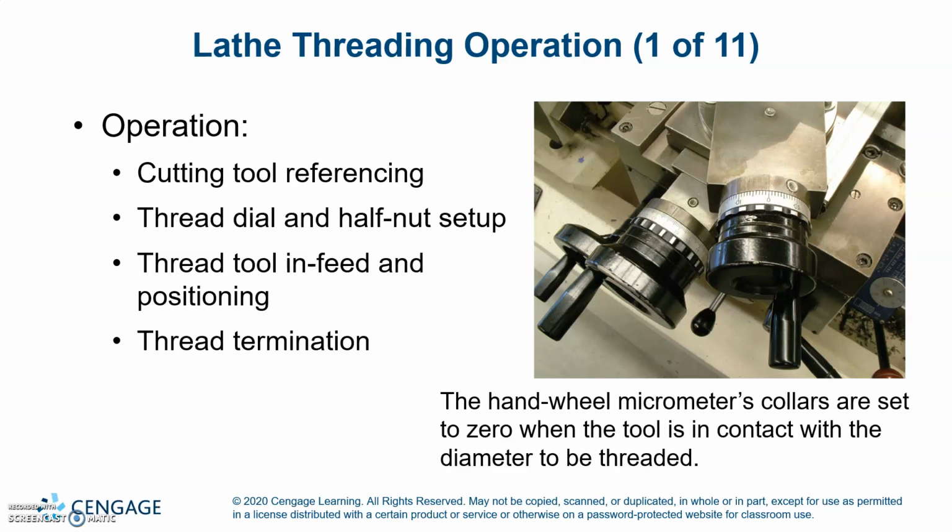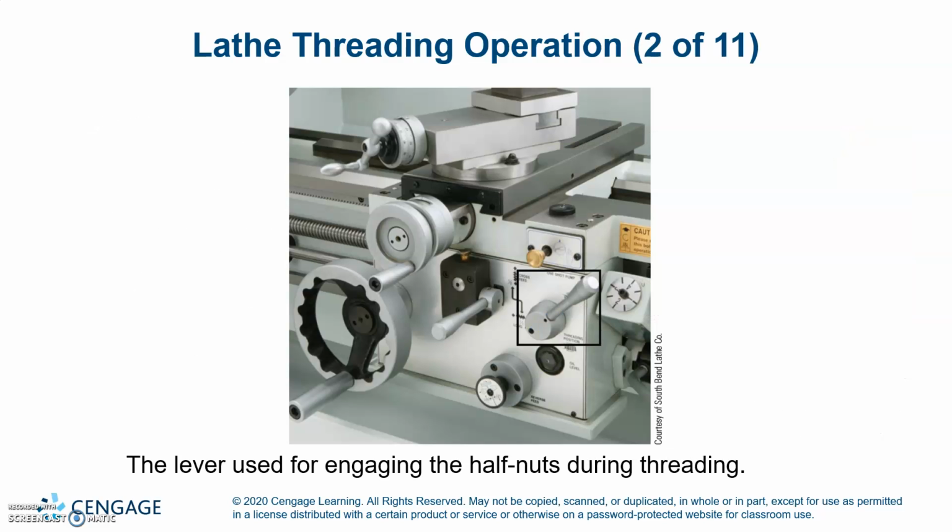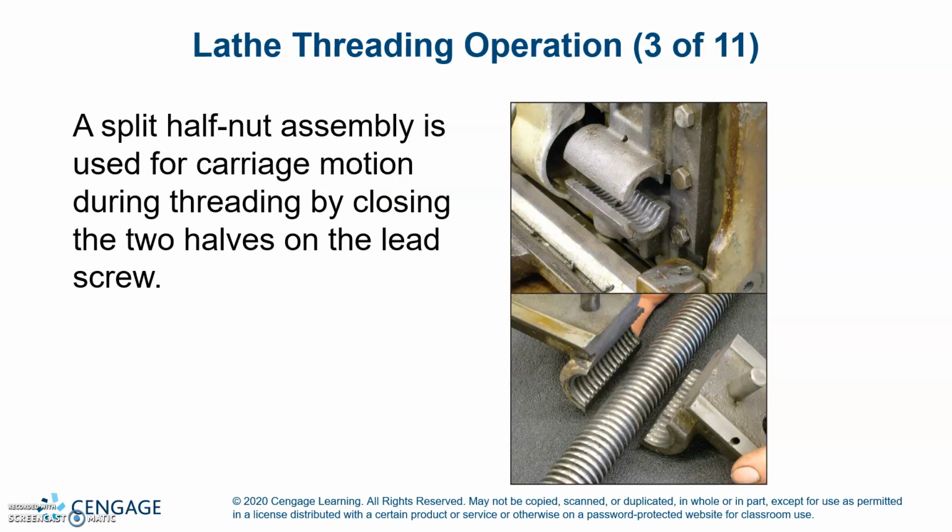Lathe threading operation. Operation: cutting tool reference, thread dial and half nut setup, thread tool infeed and positioning, and thread termination. The hand wheel micrometer collars are set to 0 when the tool is in contact with the diameter to be threaded. The lever used for engaging the half nuts during threading is that little one squared there. A split half nut assembly is used for carriage motion during threading by closing the two halves onto the lead screw.